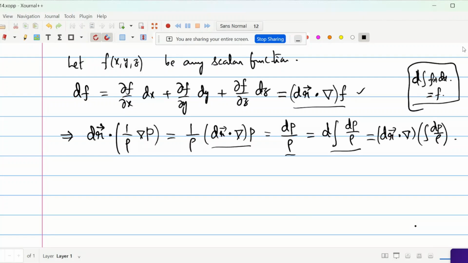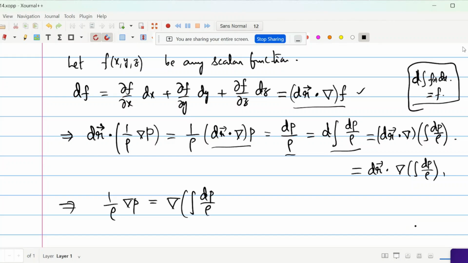Now, can you see this now? So whatever you have here is nothing but dr dot product with grad of this integral dp by rho. Okay, so the left hand side is dr dot, so dr is arbitrary, so this implies 1 by rho grad p equal to grad of this integral, which is your dp by rho. This is true for any rho that is a function of x, y, z and t.